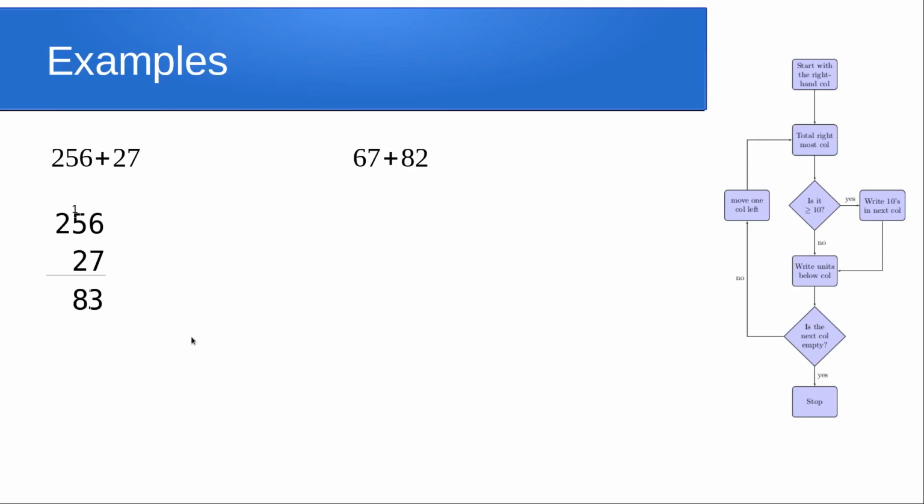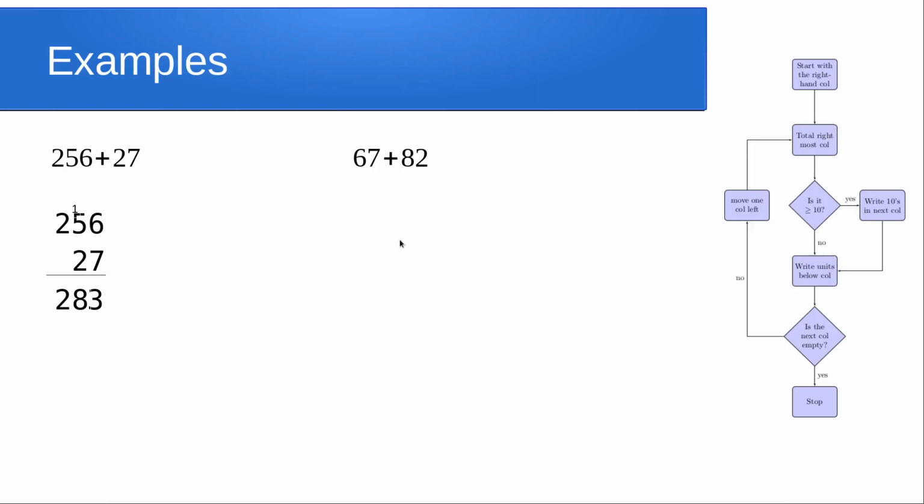Is the next column empty? No, we've got the 2 there, so move the next column over, total that column. Pretty easy, there's only one thing there, it's a 2. Is that greater than 10? No, write the units below the columns, it's just a 2, that's all we've got, and there's our answer, because the next column is empty, so we stop. Let's look at our next example.